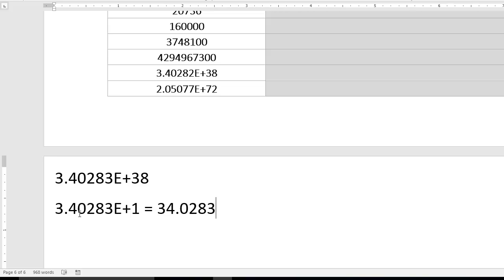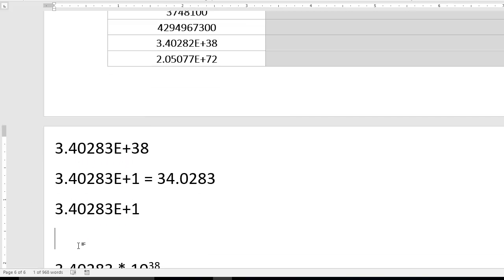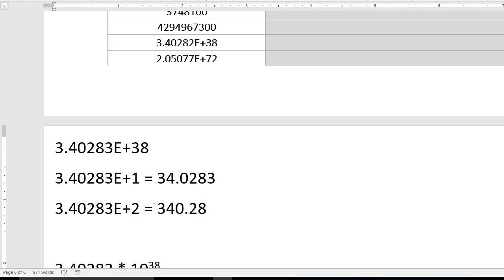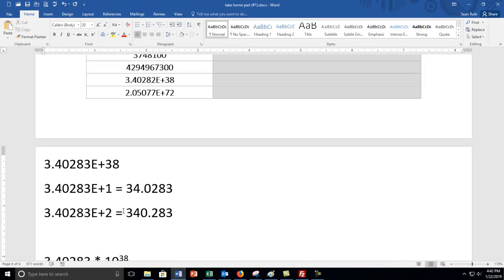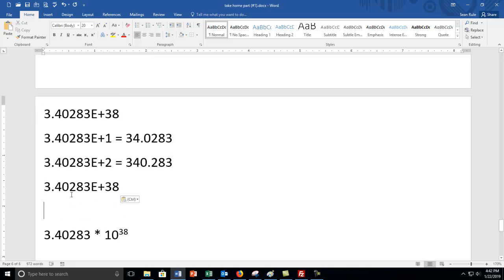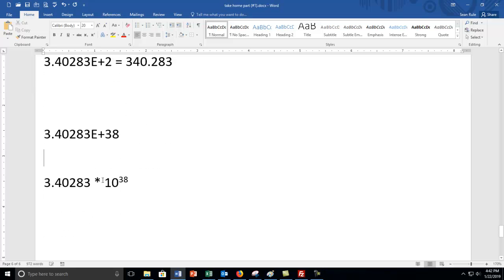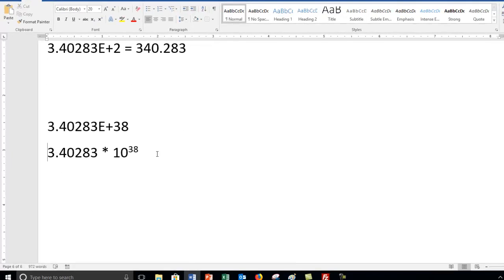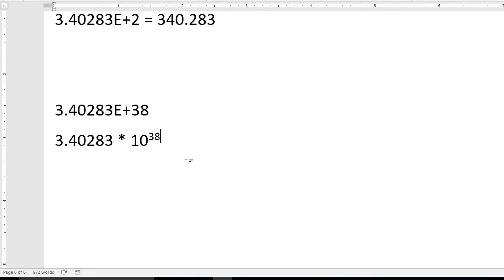So that would be 34.0283. We talked about why in Math 58 it moves the decimal 1 place to the right if you multiply by a power of 10. If it were 3.40283E plus 2, you would move 2 places to the right. So that would be 340.283. So every additional power of 10 that you multiply by, you move 1 more place. So what that tells us about this number, whichever one you want to look at, is that we need to take the decimal point and move it 38 places to the right.